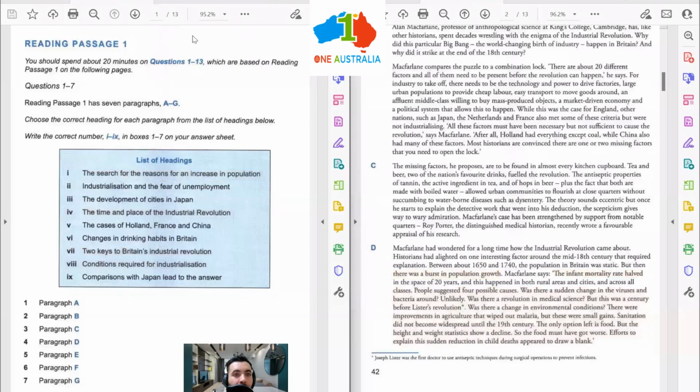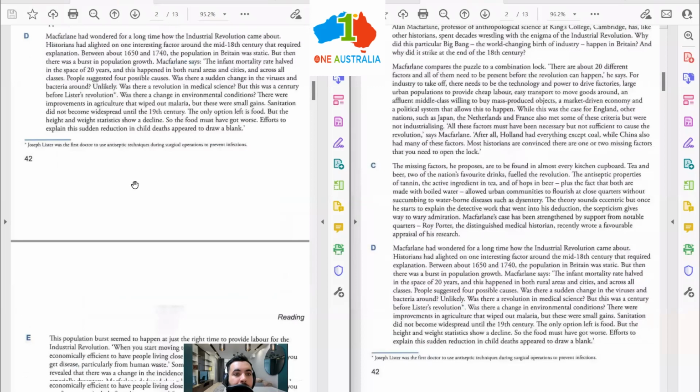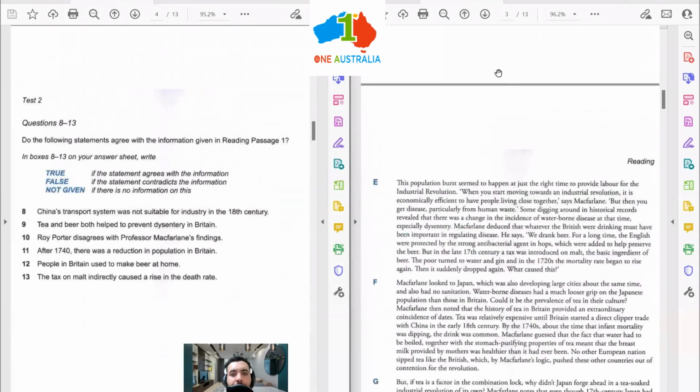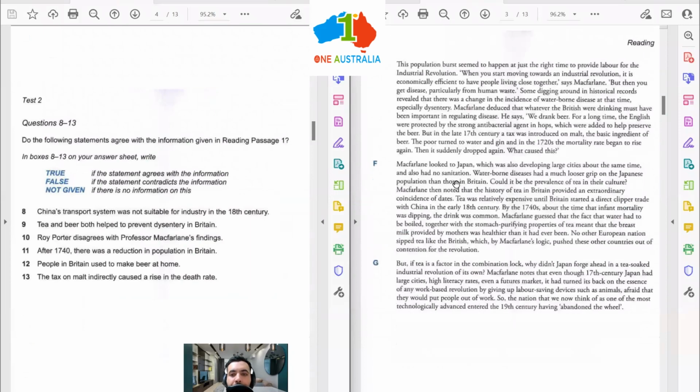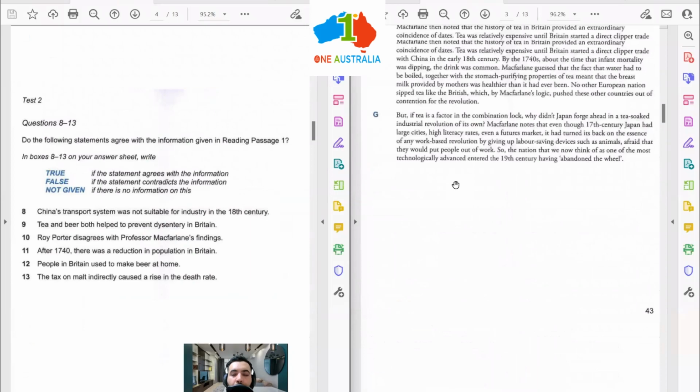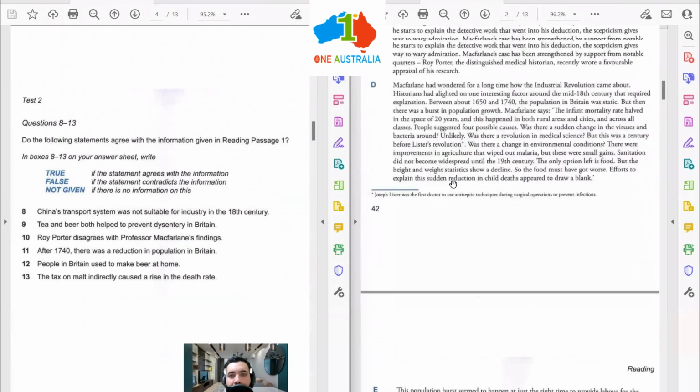Now let's jump on to true false not given questions, right? And we'll try to attempt some of them. Guys, I'm not going to read the entire passage here. We are still left with three paragraphs here. So I'll just skip it and I'll only try to find out the answers for those passages which you have already read and understood, right?